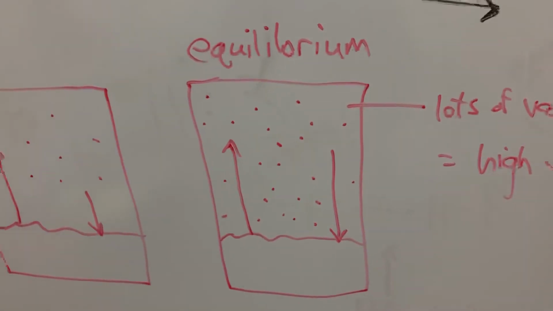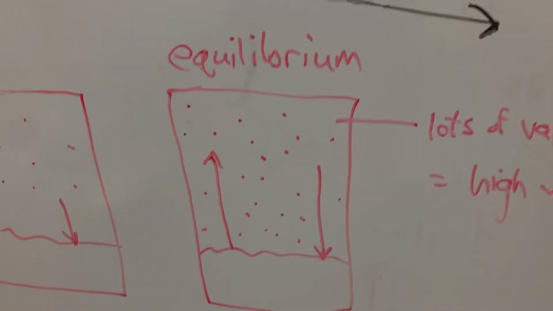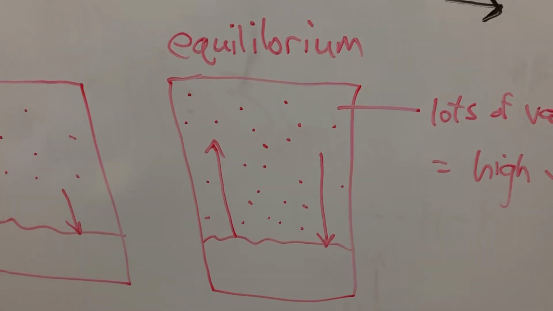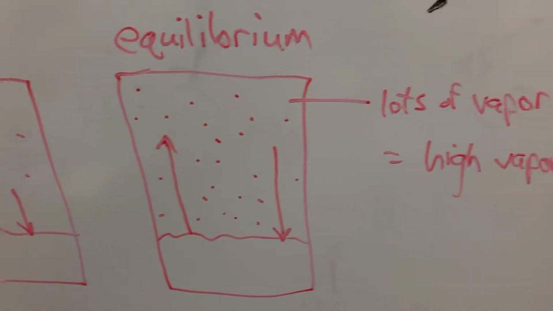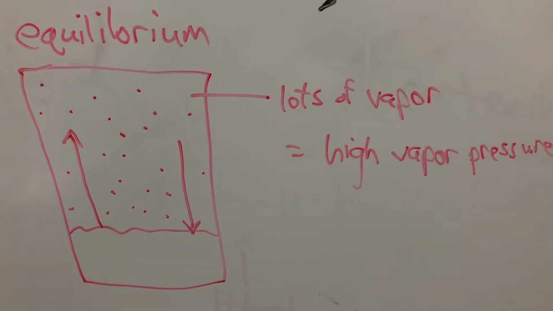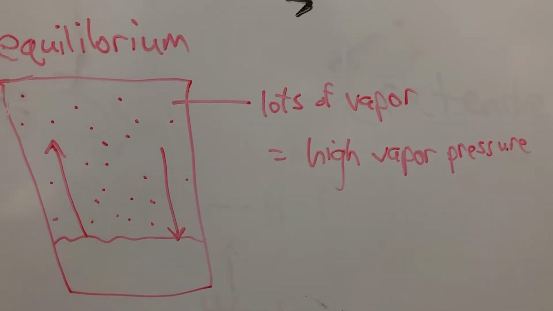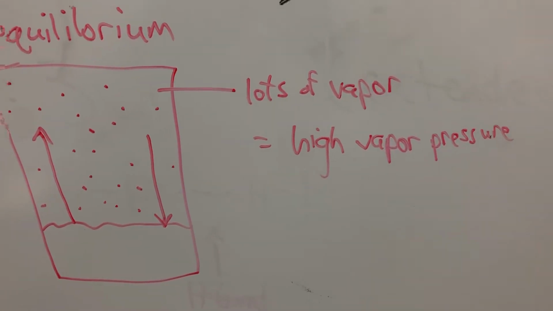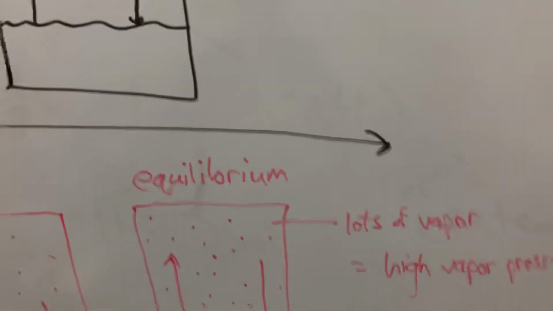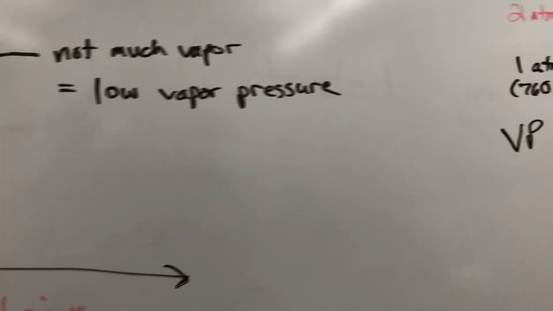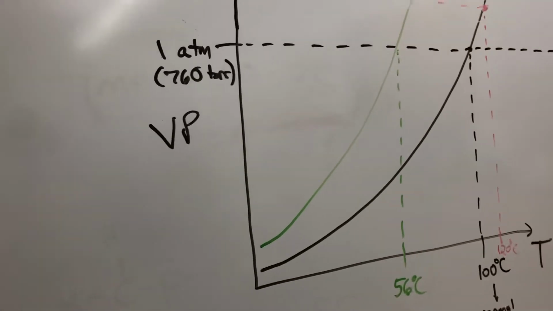So comparing this one to that one, we have a lot more vapor in the container down here to get a condensation rate equal to that bigger evaporation rate. And so with more vapor present, because pressure is proportional to the number of moles of gas around, more vapor present means a higher vapor pressure. All right, so now what does that mean? Well, let's look at the temperature dependence of vapor pressure.